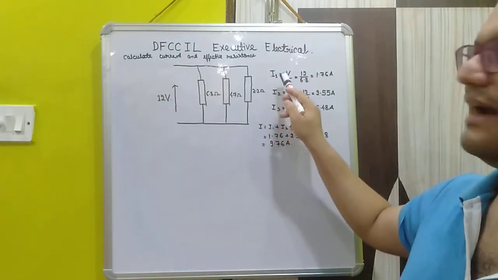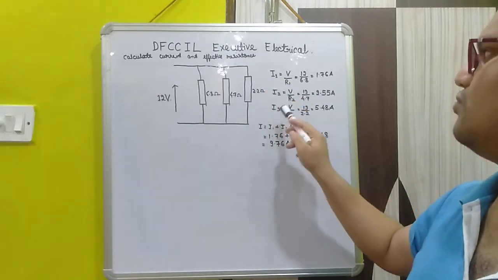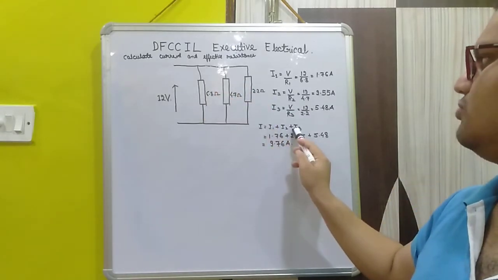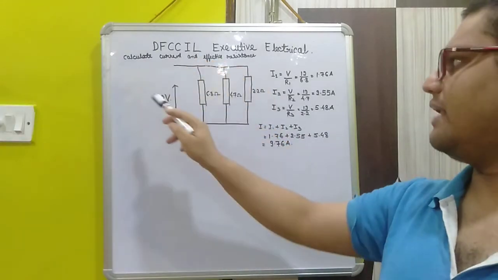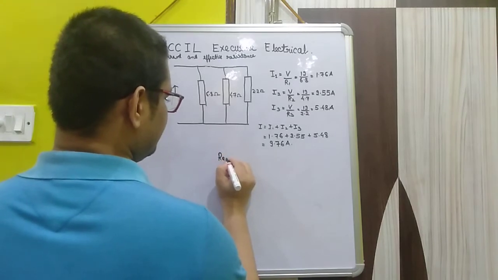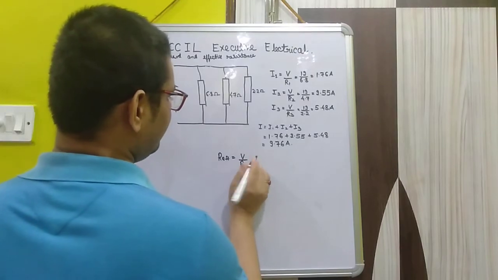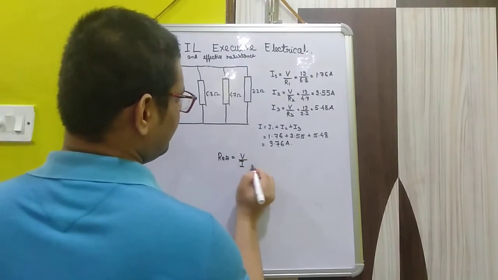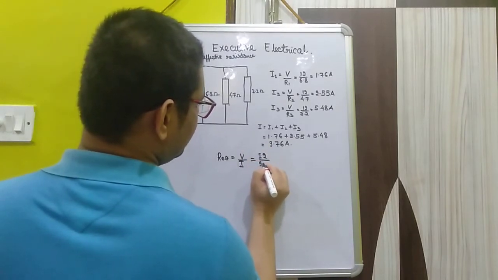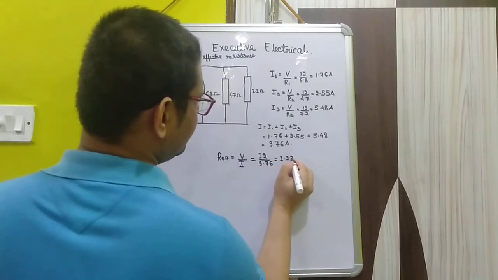In the last class I had discussed how we calculated the three currents I1, I2, I3 in these three resistances parallel to each other, and we had calculated the total current. Now we have to calculate the effective resistance. We know that resistance is equal to voltage V by current I, and here the voltage is 12 volt, so it is 12 divided by 9.76. If we calculate, it will be 1.23 ohm.